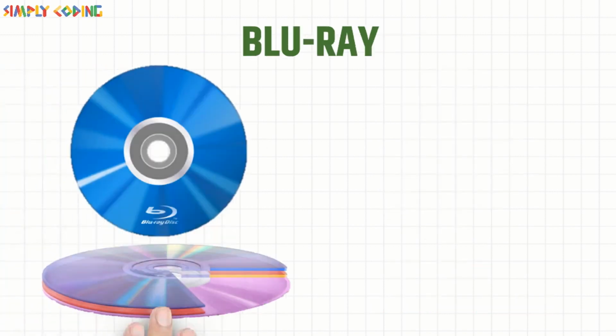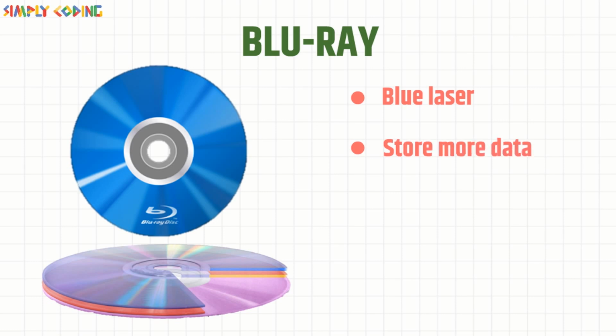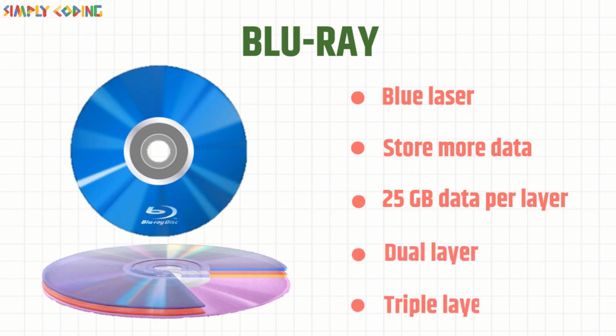Next is Blu-ray. The name comes from blue laser, which reads from and writes to the disc rather than the red laser of DVD. This allows it to store more and it can hold 25 GB of data per layer. There are dual layer, triple layer discs which hold even more data.